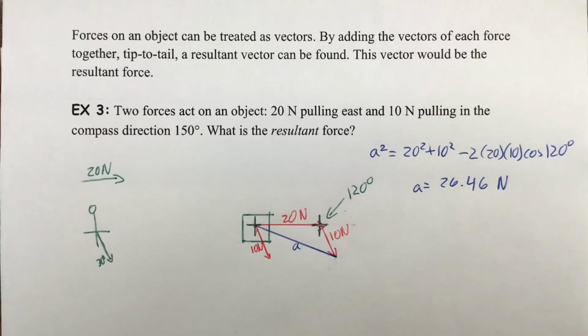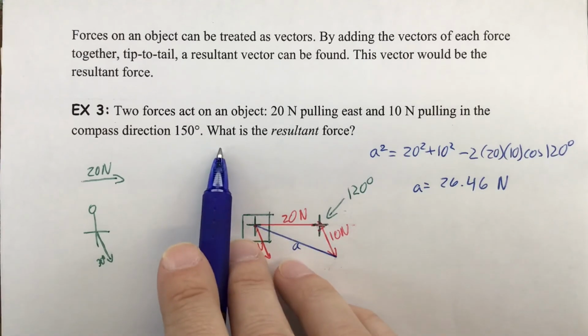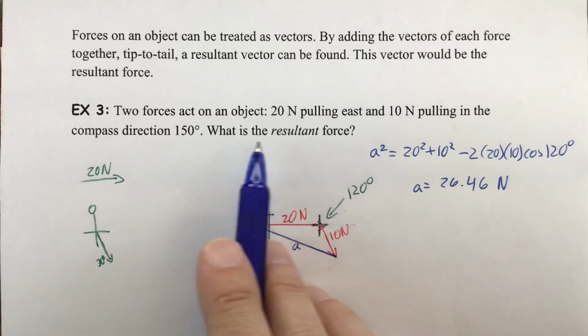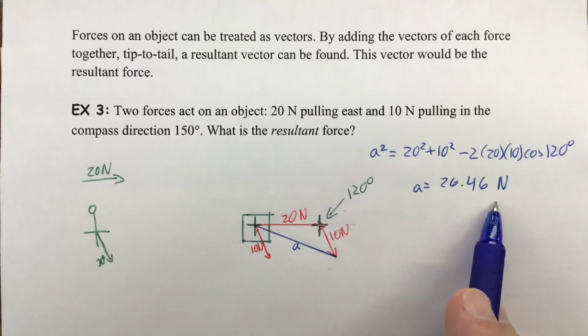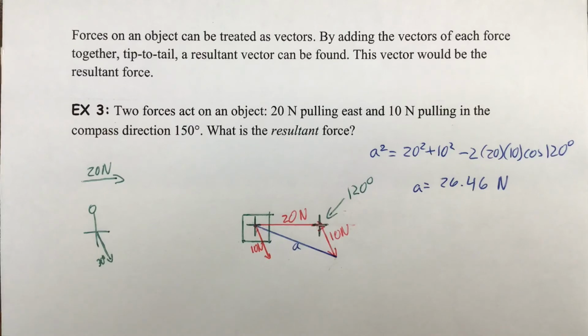Now, we're not actually done with the problem because it says, what is the resultant force? We have figured out what the strength is, but if we really want to talk about these as vectors, we need to apply a direction as well. So we're going to assume, unless we're told that we only want the amount of newtons or the amount of distance, that we should also figure out the direction that goes along with it. So let's figure out what that would be.